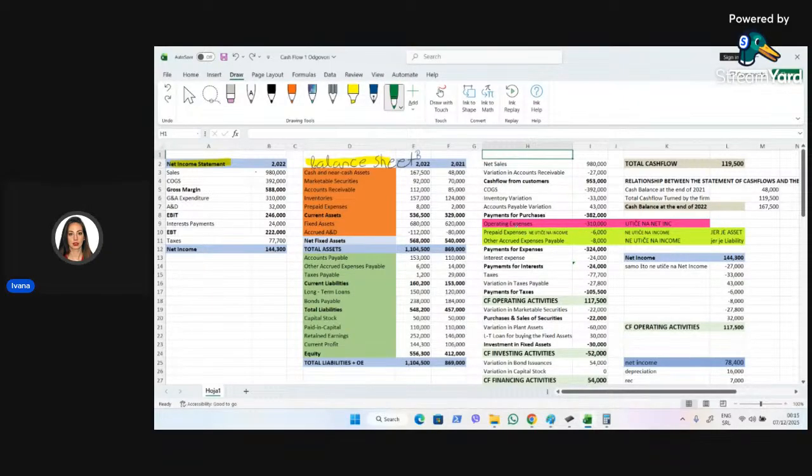Prepaid expenses, so it's paid in advance. Prepaid expenses here, and prepaid expenses, it's not negative, but it's set. This is accrued payment. So if it's rising, it's negative. Rising, negative. Other accrued expenses payable. So of course payable is here. It's falling down and it's negative also.